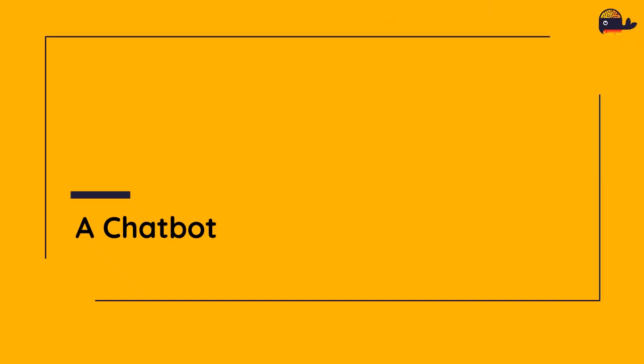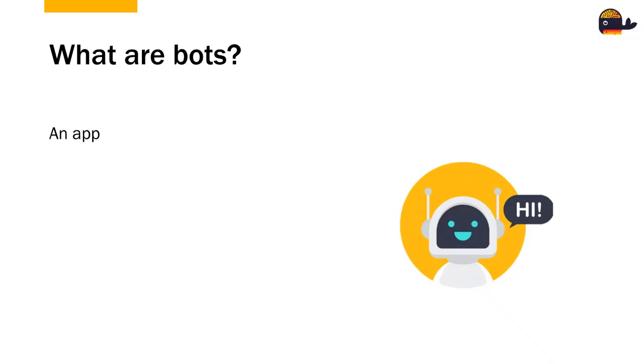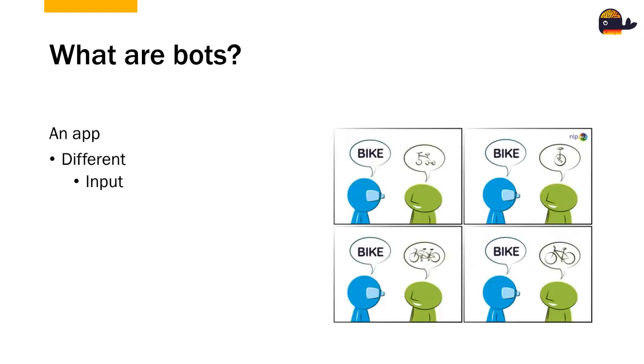Now, to start with, what is a chatbot? Well, a chatbot on itself, it's just an app, like any other app. But the difference is that the input is in another way. In another app, you might have more visuals and clicking. Now, in a chatbot, you have text. So in this picture, you see a blue man asking, okay, I want a bike. And the green man is wondering, okay, but what kind of bike could that be? Well, that same problem is within a chatbot. You might ask for a certain thing, but it might mean multiple different things. So you need to go deeper into it.